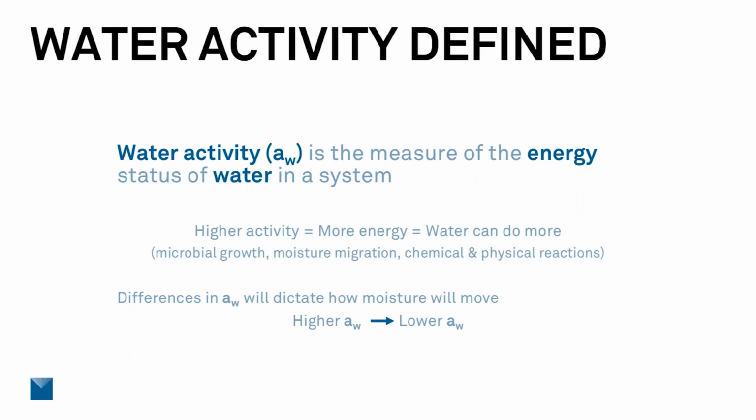Also, differences in water activity will dictate how moisture will move. This is in terms of energy, not concentration. Higher water activity will go to a lower water activity. That means that the water at a higher water activity has more energy than the water at a lower water activity. How is it going to lower its energy status to become more stable? Migrate to a lower water activity.